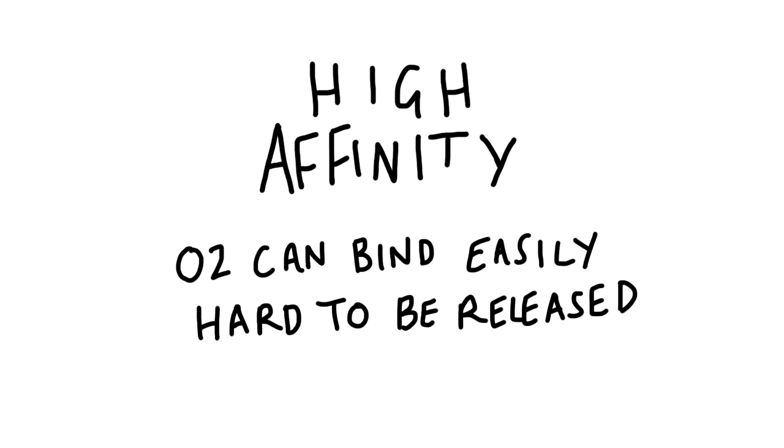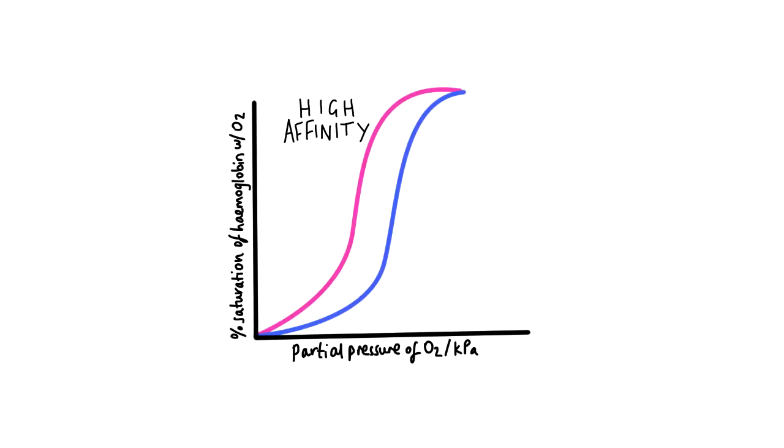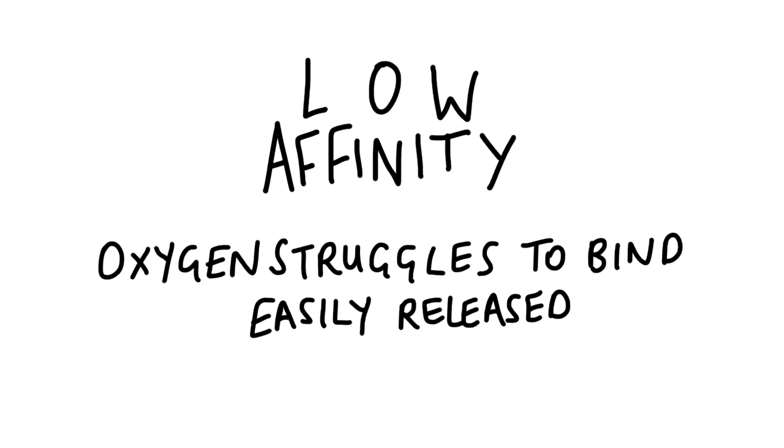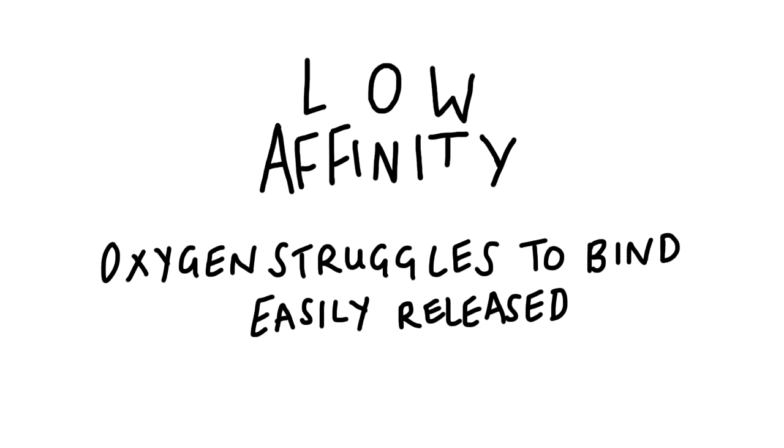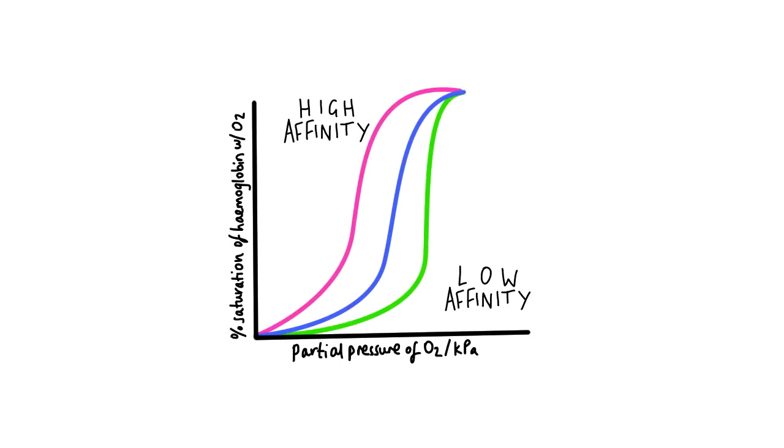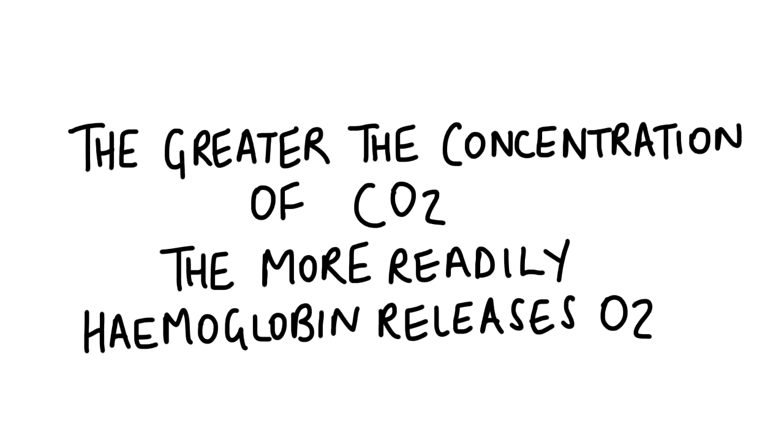So, to summarise, high affinity, oxygen binds easily and is difficult to release. Dissociation curve shifts to the left. Low affinity, oxygen is difficult to bind but easy to release. Dissociation curve shifts to the right. Hemoglobin has a low affinity for oxygen when it meets CO2.